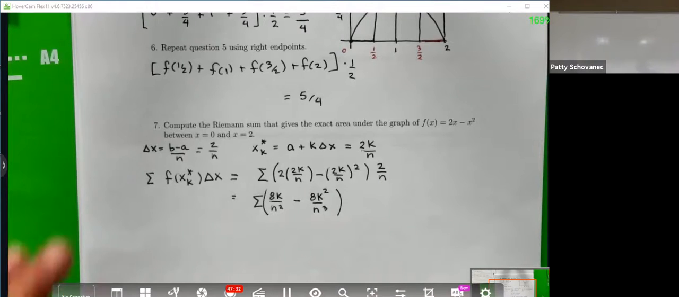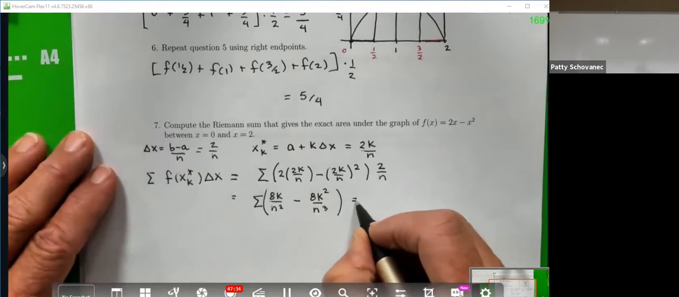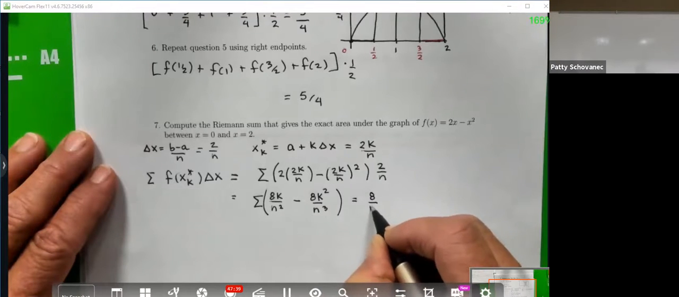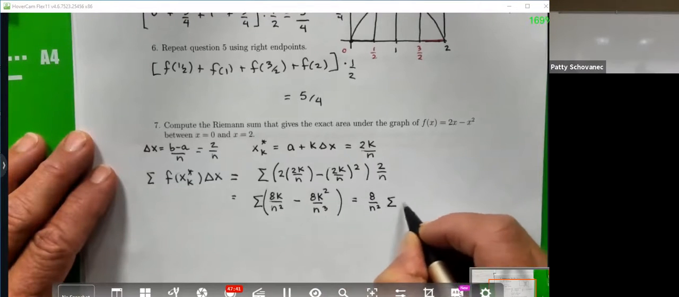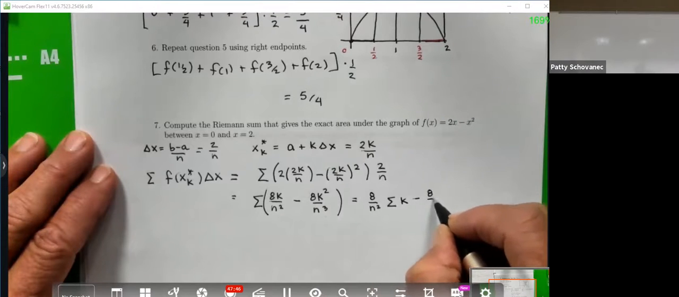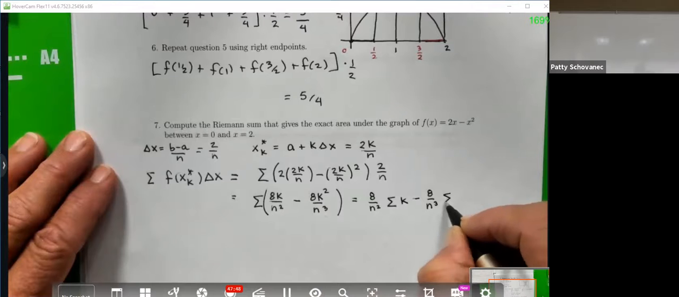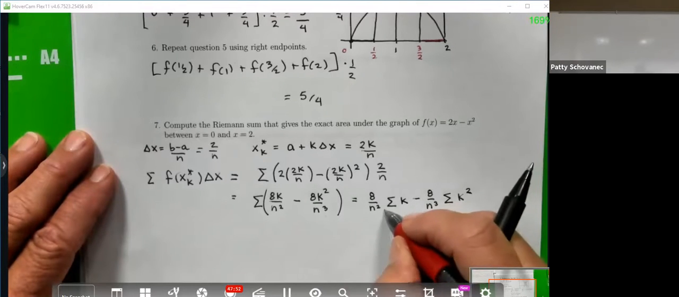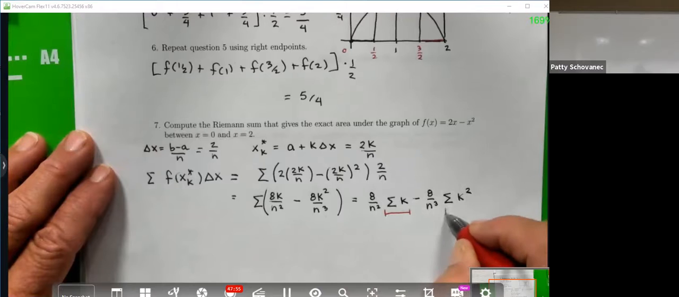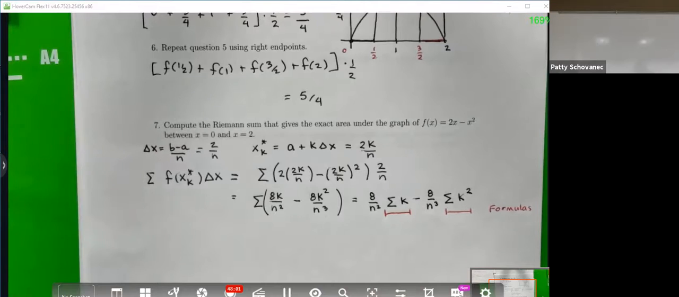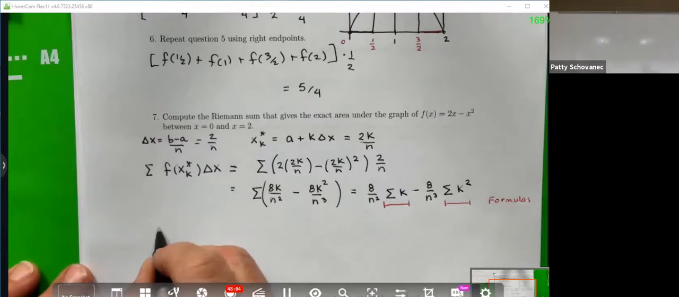Now we're going to write that as separate summations, pulling out the non-k terms. So we're going to have an 8 over n squared times the summation on k minus 8 over n cubed times the summation on k squared. We're going to use our formulas here. And then we're going to take the limit as n goes to infinity.